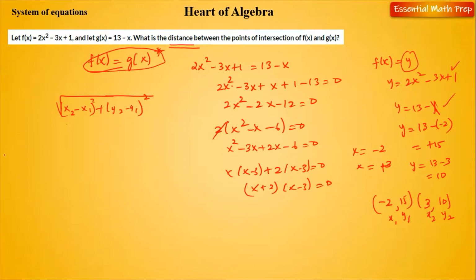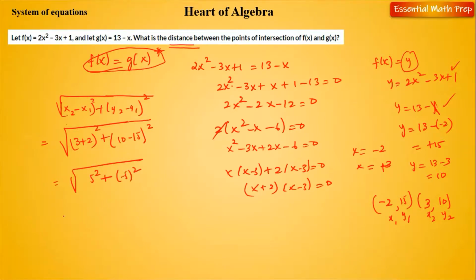y2, which is 10. So now the distance formula is x2 minus x1, which is 3 minus negative 2, which is plus 5 squared, plus y2 minus y1, which is 10 minus 15, squared. So that is 5 squared plus negative 5 squared as well. So that is 25 plus 25, which is 50. So that is 25 times 2, so that is 5 root 2.